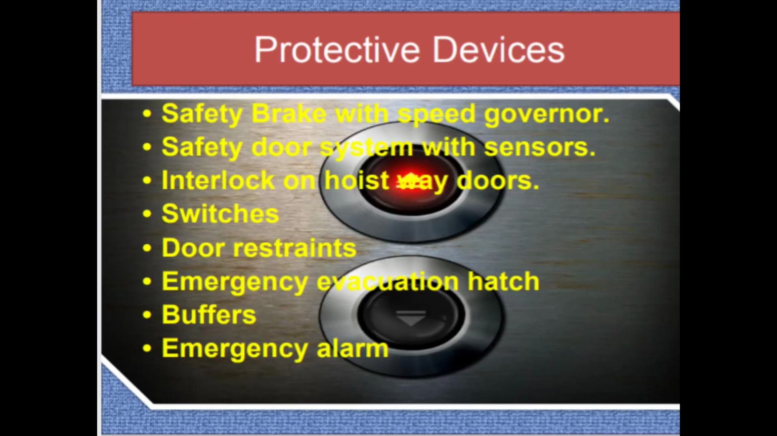Then the protective devices. First is safety brake with speed governor. Second is safety door system with sensor. Third is interlock on hoist way door. Fourth is switches. Fifth is door restraints. Sixth is emergency evacuation hatch, then buffers, and then last is the emergency alarm. So these are the protective devices in the elevator.